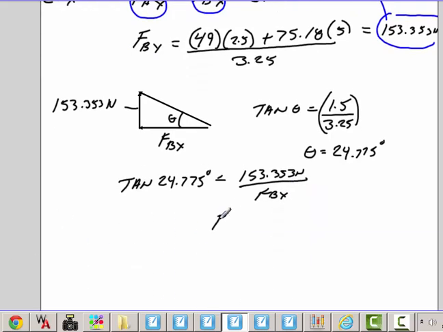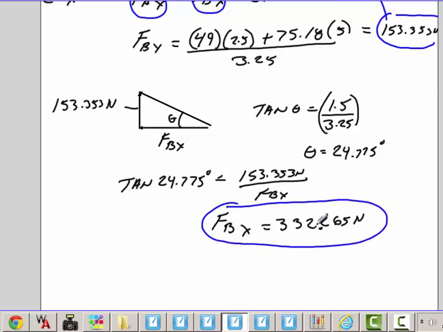When I do, FBX will give me a value of 332.265 newtons. Now at this point, I can find out what FB would be. All I gotta do is do Pythagorean theorem between here and here, because I'm doing these two components. This one squared plus this one squared. Take the square root of that, and that'll give me FB here. If I do that, FB will give me a value of 365.946 newtons.